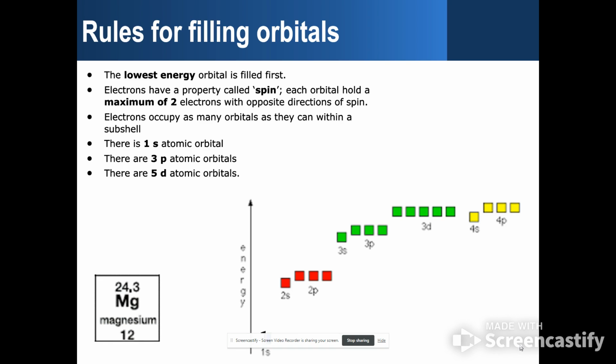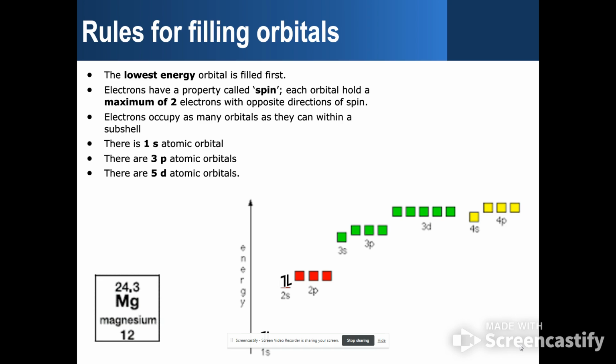The second electron will go next to it, but due to electrons having a property called spin, they must be opposite spin. So because the first one is up, the second one points down. That subshell is now full, so we move to the next subshell. So the next 2 electrons are going to go into the 2s, the first electron and then the second electron. That's full, so we move now into the 2p.